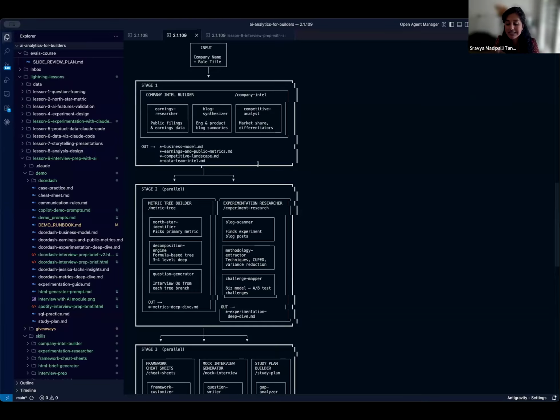This system does really well for companies that have a lot of information available outside. For example, DoorDash is very good with its blogs. It has a very good data blog. It has a very good ML blog. And hence I have a rich source of information that I could use to help get this information.